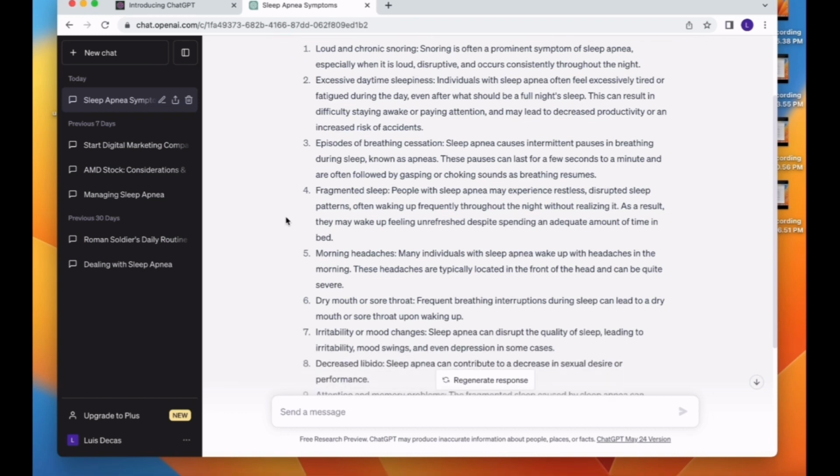All right, so number 3, episodes of breathing cessation. It says sleep apnea causes intermittent pauses of breathing during sleep, known as apneas. These pauses can last for a few seconds to a minute and are often followed by gasping or choking sounds as breathing resumes. Now, here, number 3, that's exactly what used to happen to me and what I described to my internal medicine doctor. He had no clue why that was happening. So I would go to sleep fine and wake up suddenly in panic mode, gasping for air, almost choking. And lots of times I would have to go into the kitchen to drink some water, wondering what the heck is going on. Why is this happening to me?